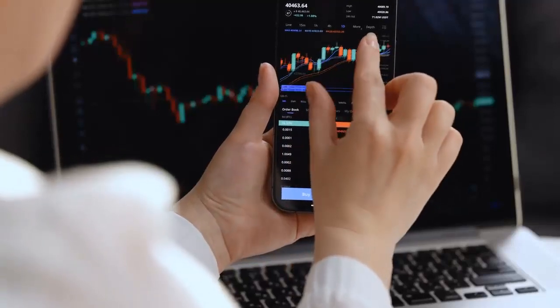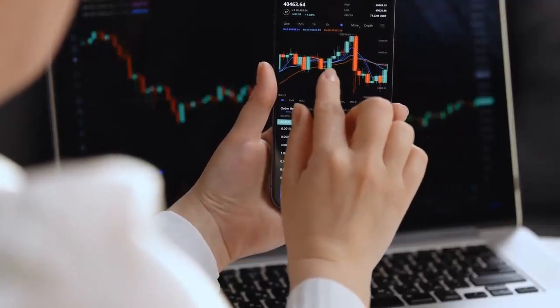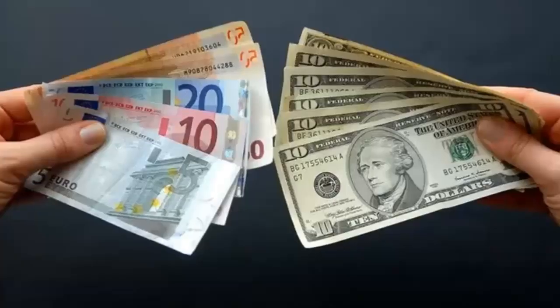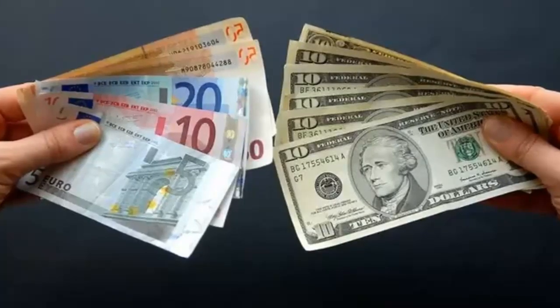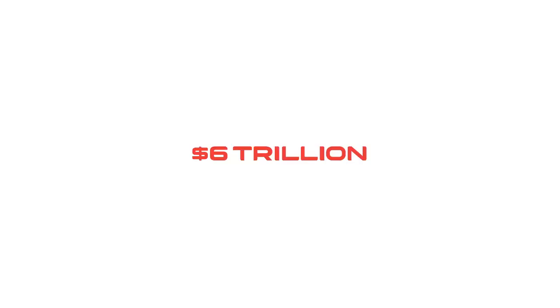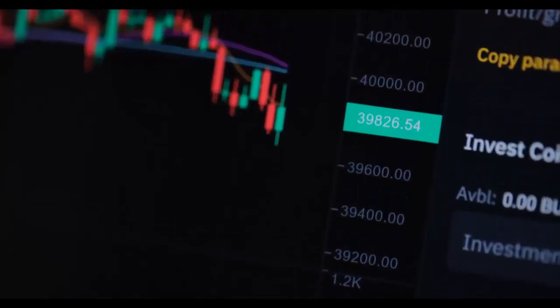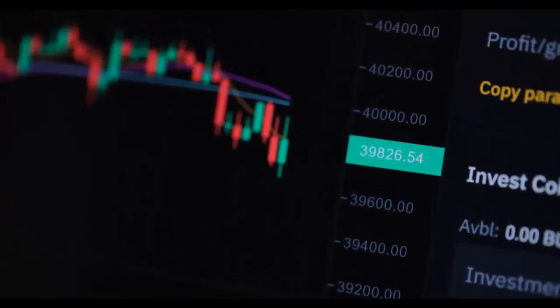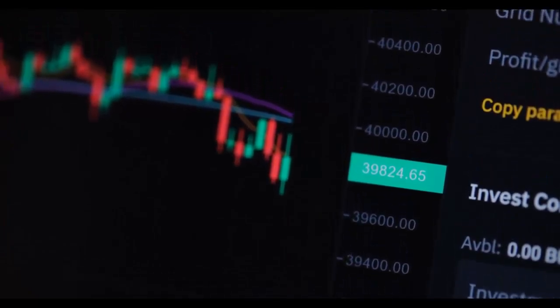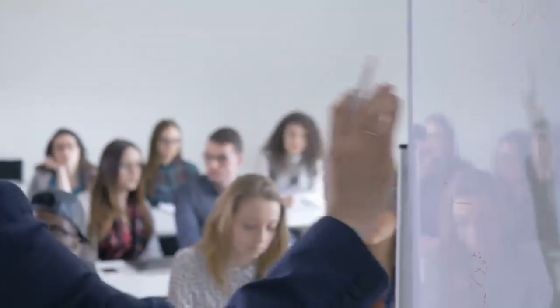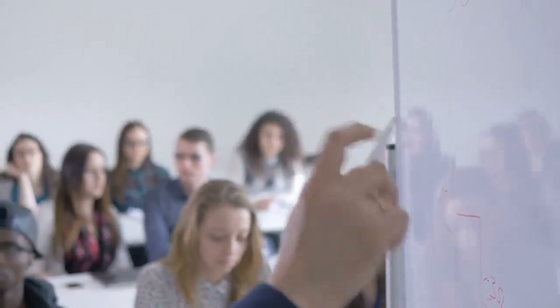Forex trading basics for beginners. Forex trading, also known as foreign exchange trading, is a lucrative financial market where individuals can trade currencies against each other. With a daily trading volume surpassing $6 trillion, the Forex market offers vast opportunities for profit. However, for beginners, diving into the world of Forex can be overwhelming without understanding the fundamental concepts. In this comprehensive guide, we will explore the basics of Forex trading, equipping you with the knowledge to embark on your trading journey with confidence.